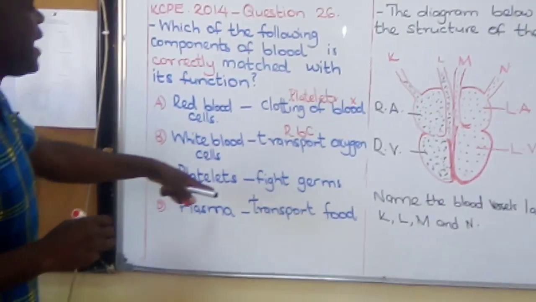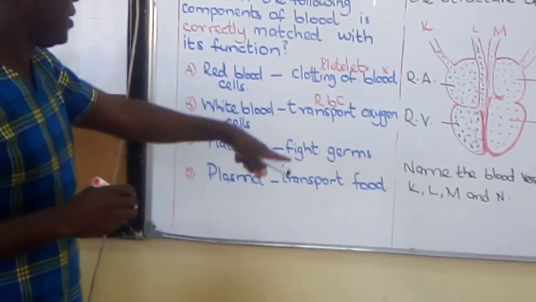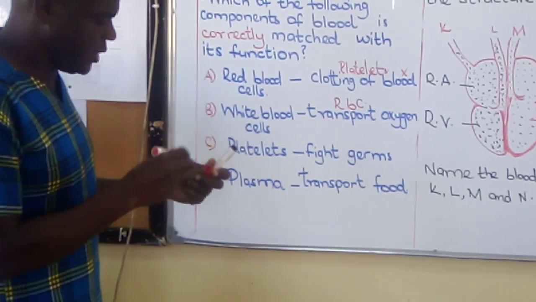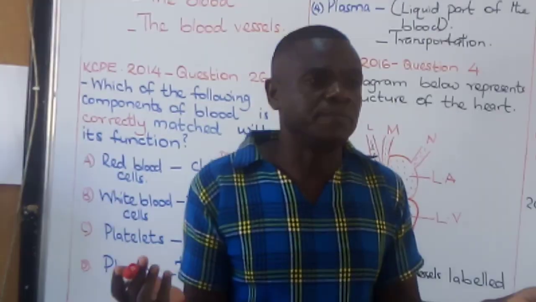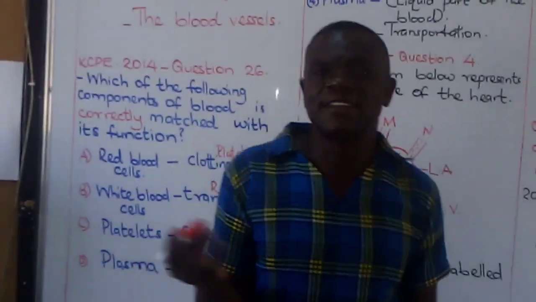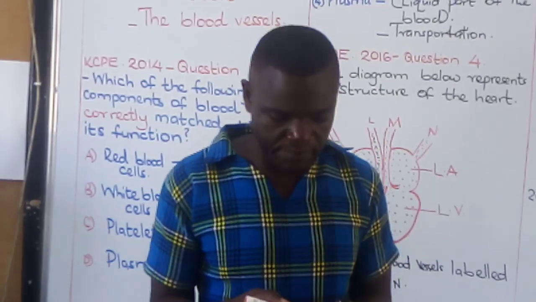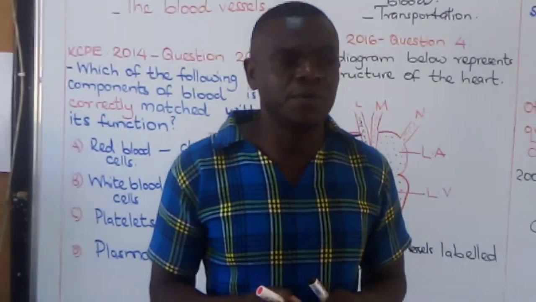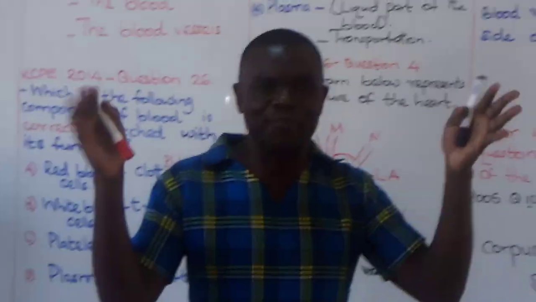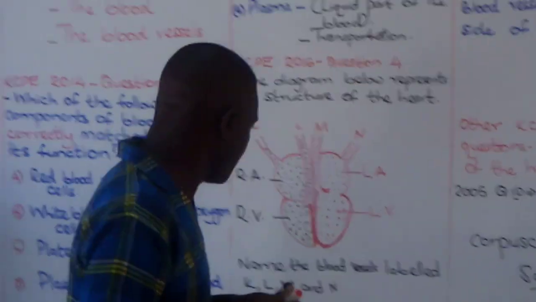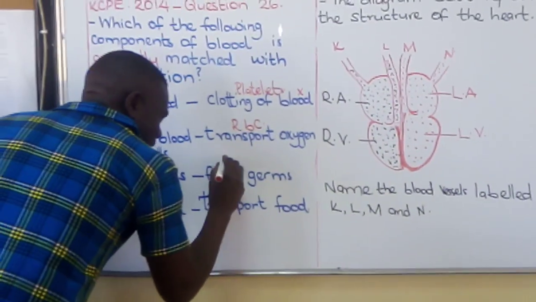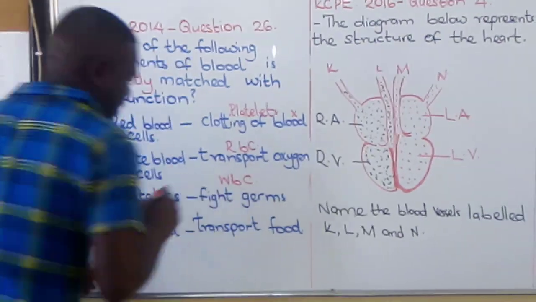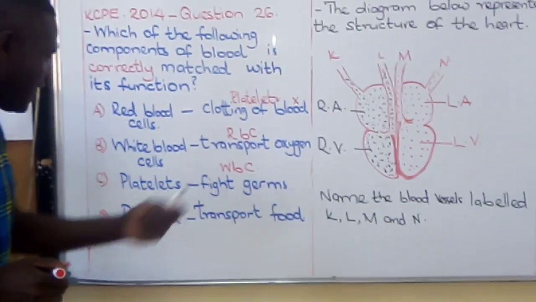Platelets, fighting germs. Boys and girls, which component of blood fights germs? Mary, which component of blood fights germs? Very good. Give her a clap. That is great, Mary. The component of blood that fights germs is the white blood cells, the WBCs.